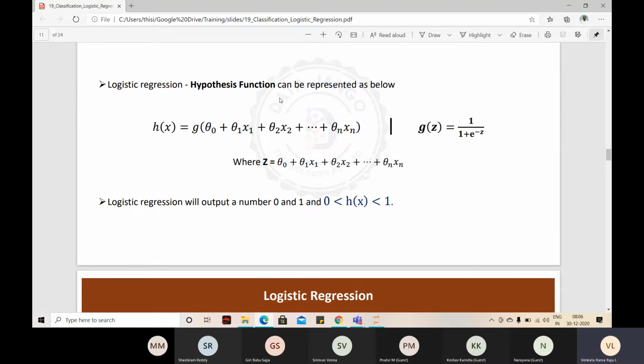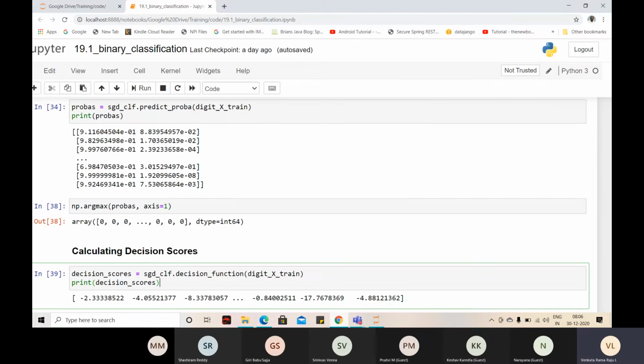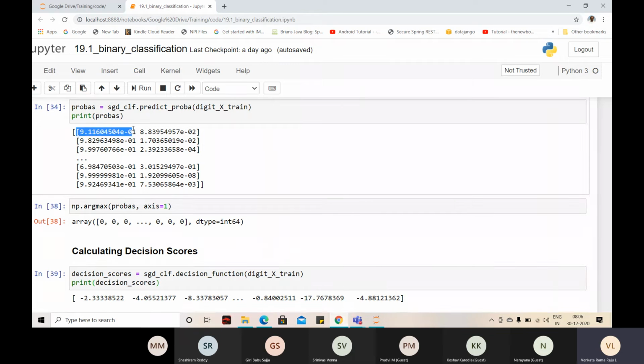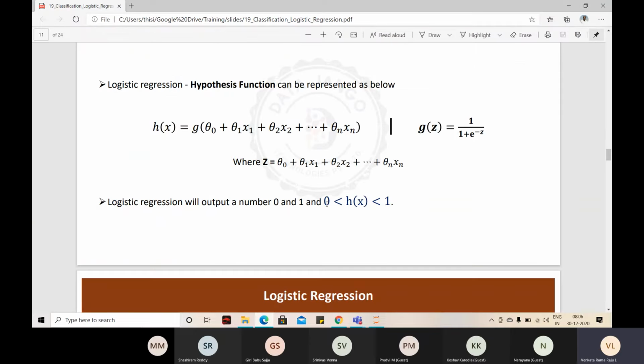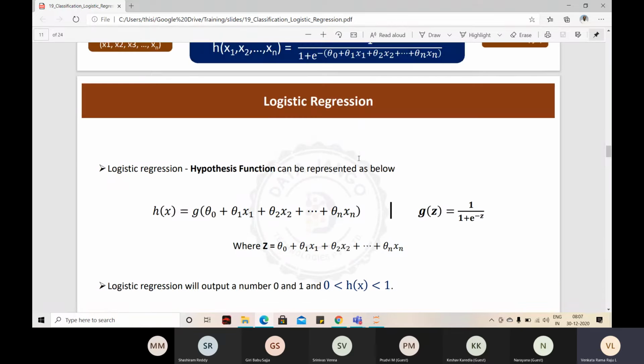When the hypothesis function is giving you a number between 0 and 1, the number which is outputted is the probability. This number is calculated by this hypothesis function. That number is nothing but the probability. Got it? Any questions?